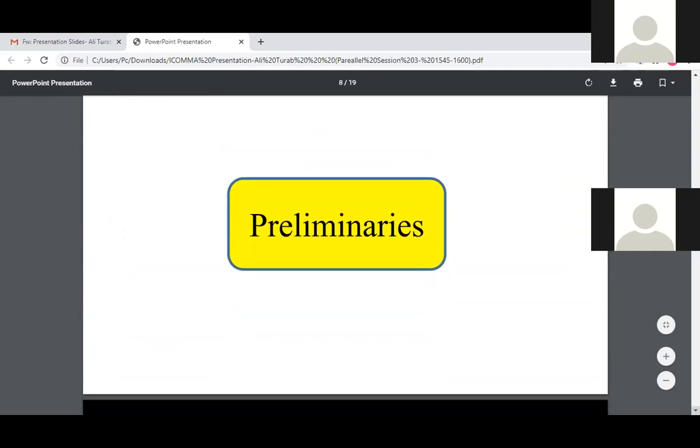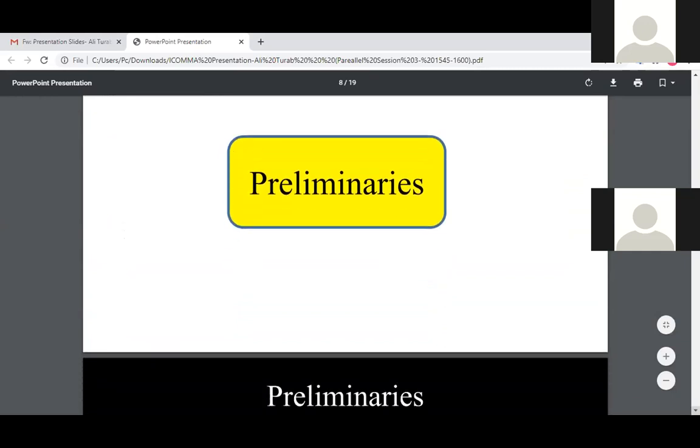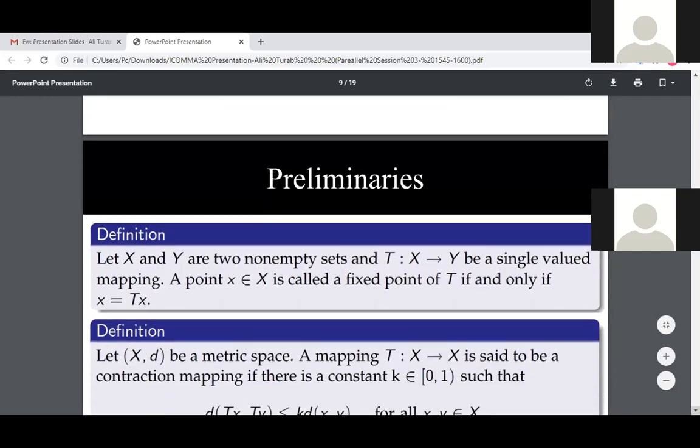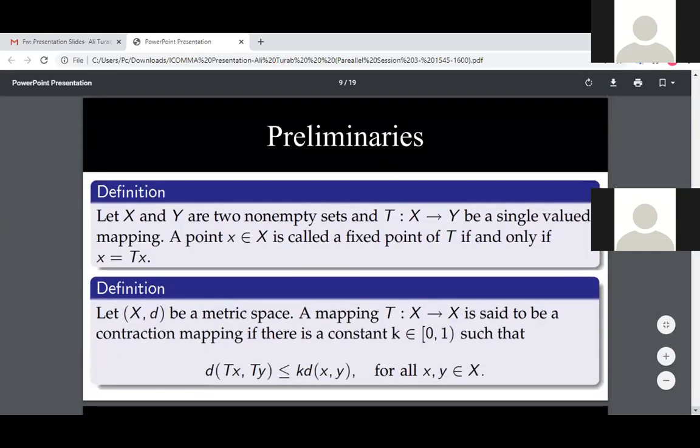So let's move to the next section, which is preliminaries. In this section, we will talk about the basic definitions of our technique. Our technique uses fixed point theory. So the first question is, what is a fixed point? Actually, there are many definitions of a fixed point. The simplest one is that a point which is mapped to itself is called a fixed point.